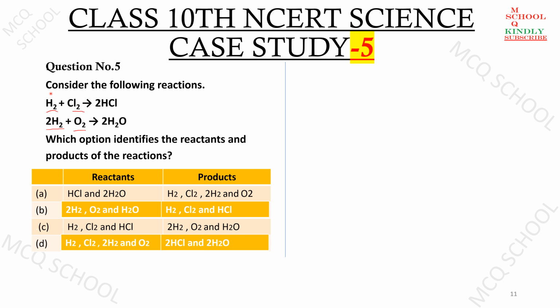Let us take question number 5. Consider the following reactions. Hydrogen plus chlorine forms HCl. Similarly, hydrogen plus oxygen forms H2O, water. Which option identifies the reactants and products of the reaction? So what is the answer as per you? These are the options, left reactant side and product side. What is the best option? A, B, C, D. Which is best suited as the answer?